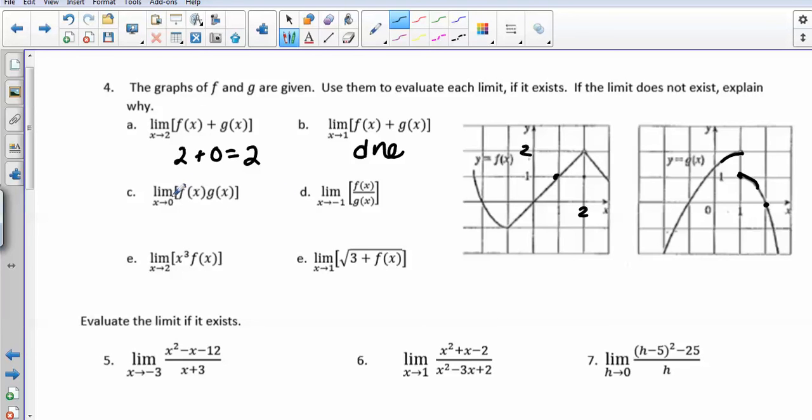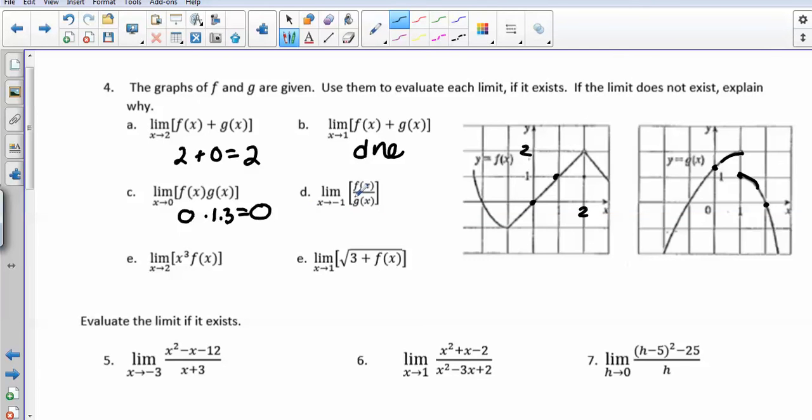Alright, the limit as x approaches 0 of f of x times g of x. So here is 0 on f of x, and my limit from the left, my limit from the right, those are both 0. For g of x, the limit as x approaches 0 right here, well, it seems to be less than 1.5, but the exact value is not important because 0 times anything is going to be 0. So let's estimate it at 1.3, and our answer is going to be 0 regardless.